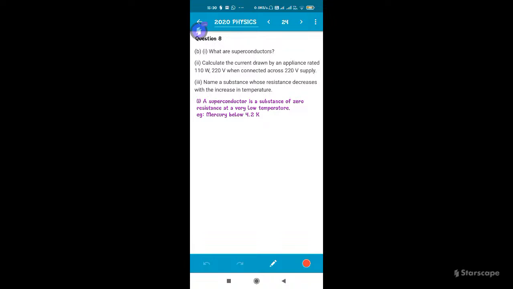So our question is, what are superconductors? Okay, before we do this question, let me just give you a small idea about it. Superconductors are based on zero resistance, and this type of resistance occurs at a very low temperature. Although it is not completely feasible at present, still experiments are done in order to make it possible.